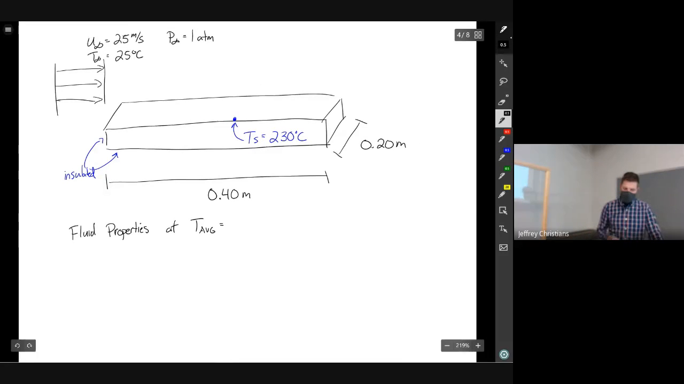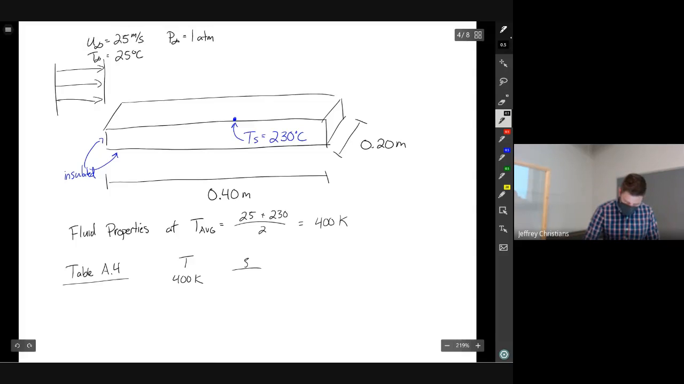So we're going to find the fluid properties at the average temperature. I chose those temperatures because it made my life easy looking up the properties, but the average temperature is 400 Kelvin. Then we can look up in table A.4. So T is 400 K. Rho is 0.8711 kilograms per meter cubed. Cp is 1.014 kilojoules per kilogram Kelvin.